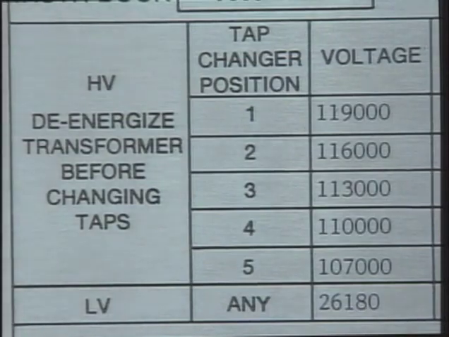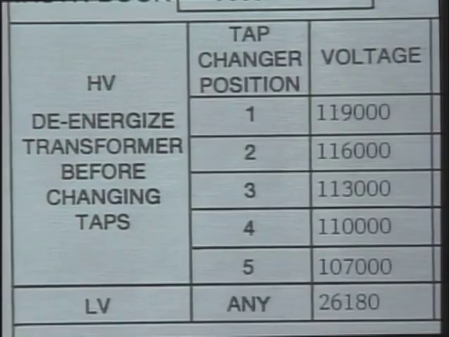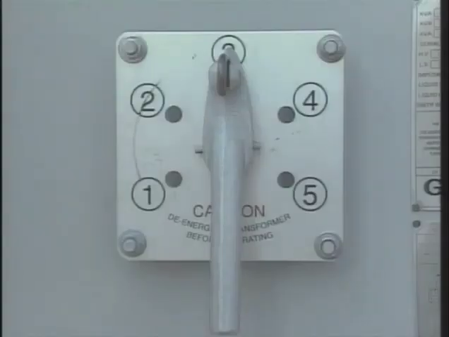Now, if the transformer has a tap changer, it will have a different voltage rating for each tap setting. For example, this transformer has a no-load tap changer on its high voltage windings. The nameplate lists a high voltage rating for each of the 5 no-load tap positions. By looking at the no-load tap changer handle, we can see that it's set at tap position 3.